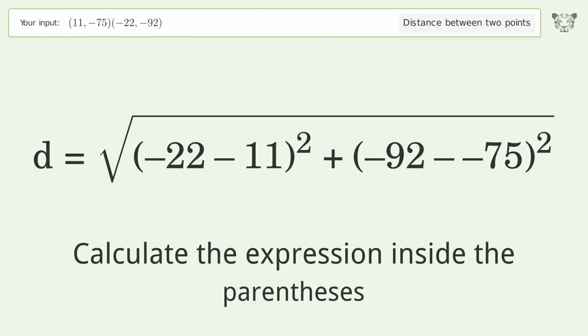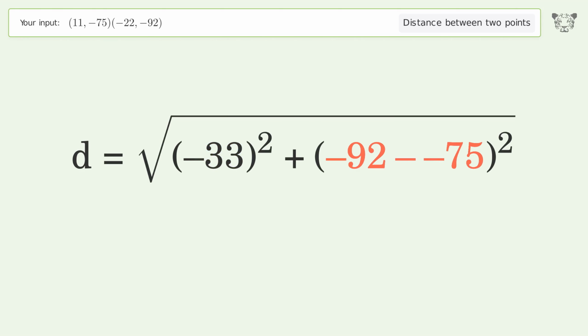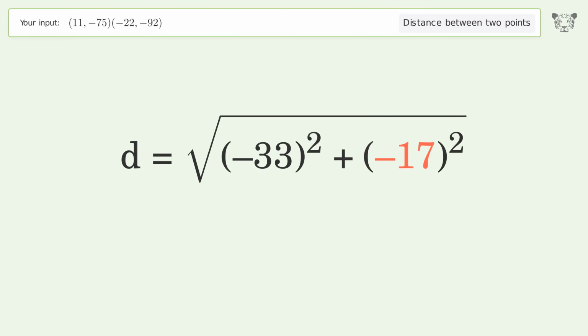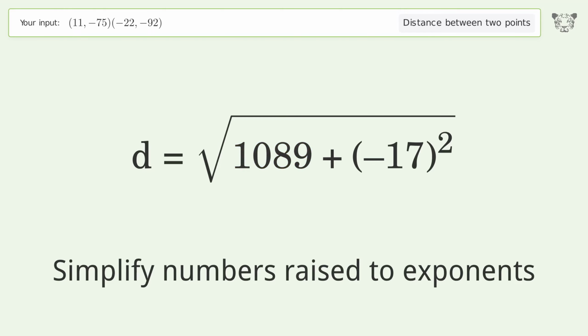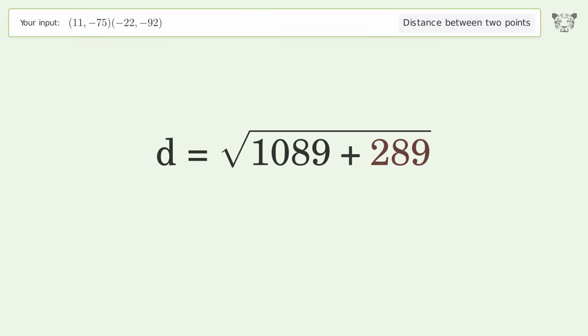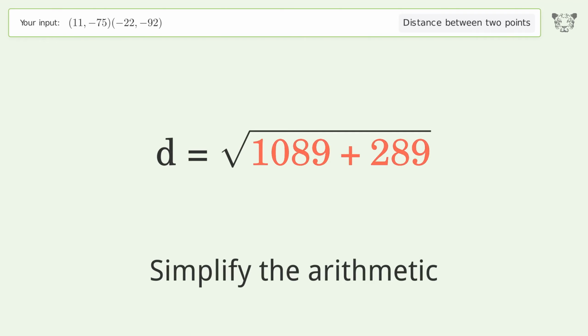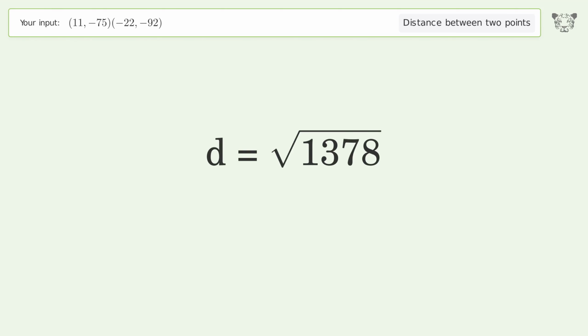Calculate the expression inside the parentheses. Simplify numbers raised to exponents. Simplify the arithmetic. And so the distance between the 2 points is the square root of 1,378, or 37.121.